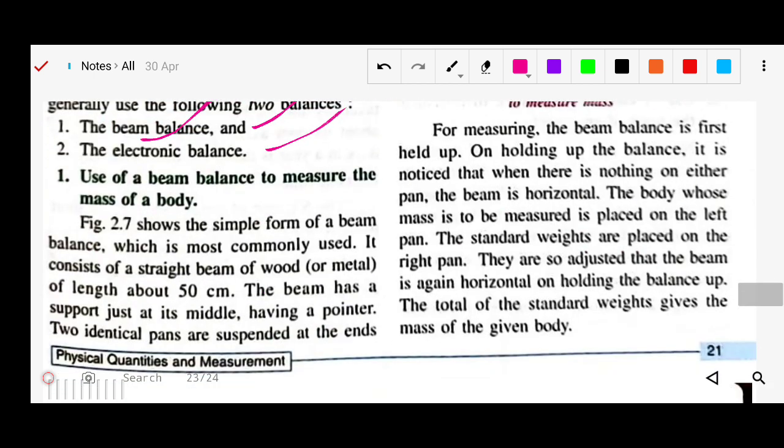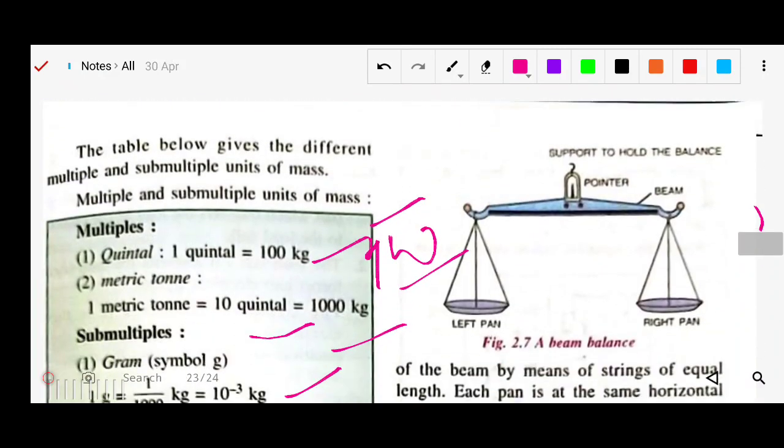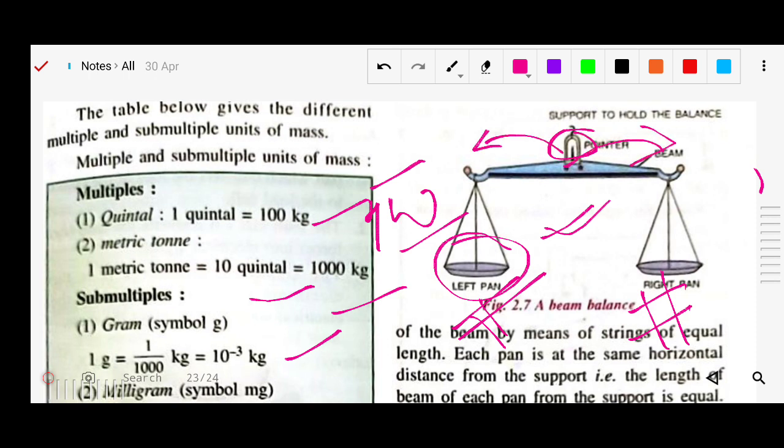The beam balance is a very popular one, as you have seen. As you can see here, this is the beam balance. This is also called tarazu. On one side you can keep a standard weight, and on the other side you keep the thing which is to be measured, and this pointer will indicate. If the pointer goes this side, this side is more; if it moves the other way, that side is more. If it is exactly at the center, it means both sides are equal.